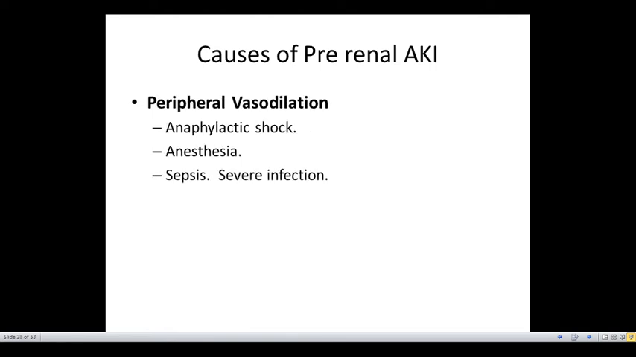The third cause of pre-renal acute kidney injury is the peripheral vasodilation, which may occur because of anaphylactic shock, anesthesia, or sepsis because of severe infection.